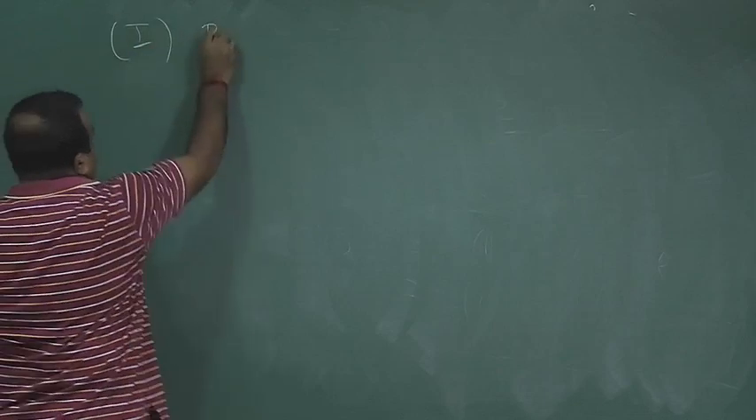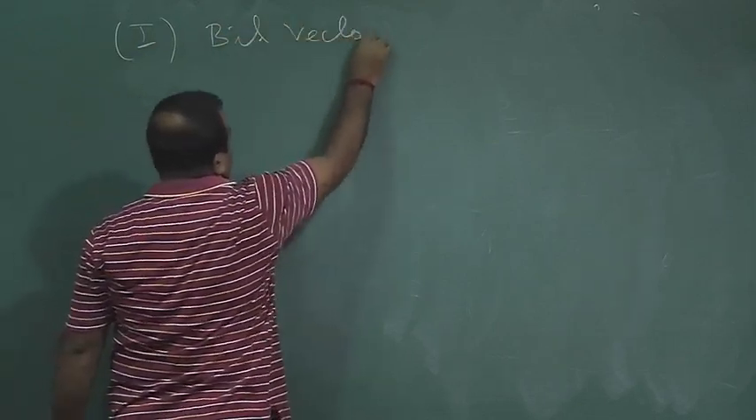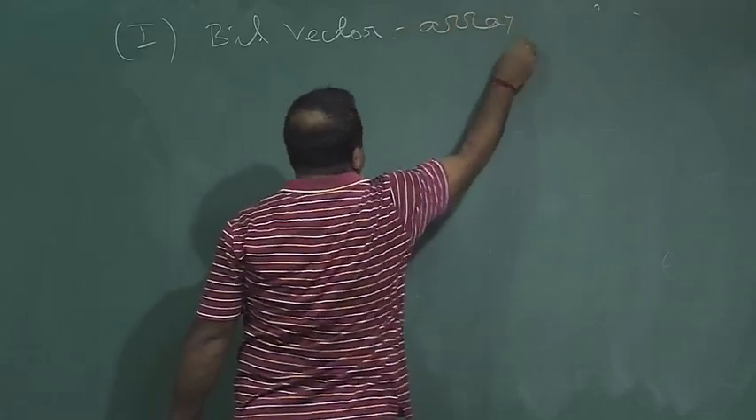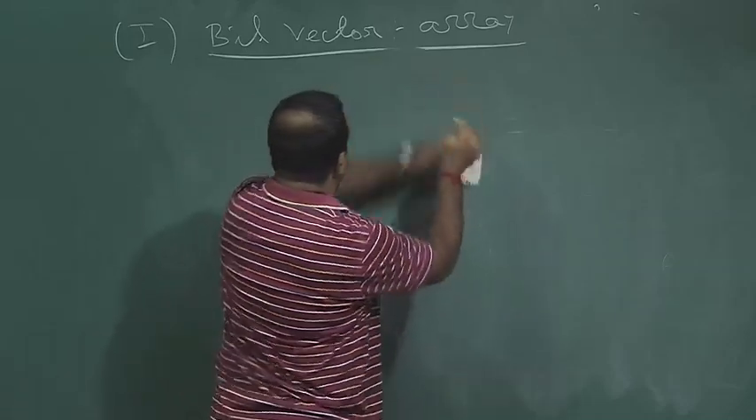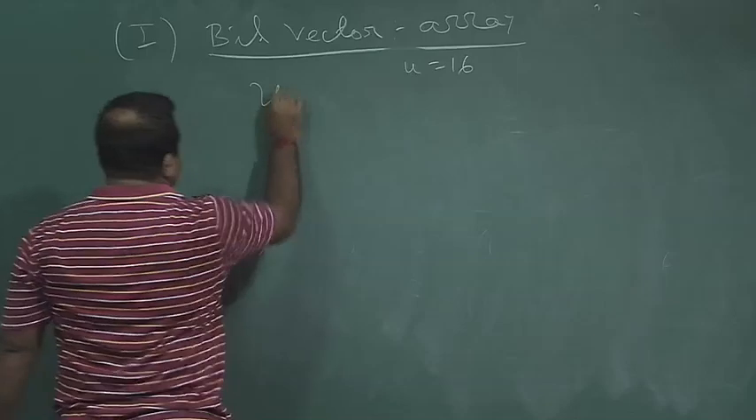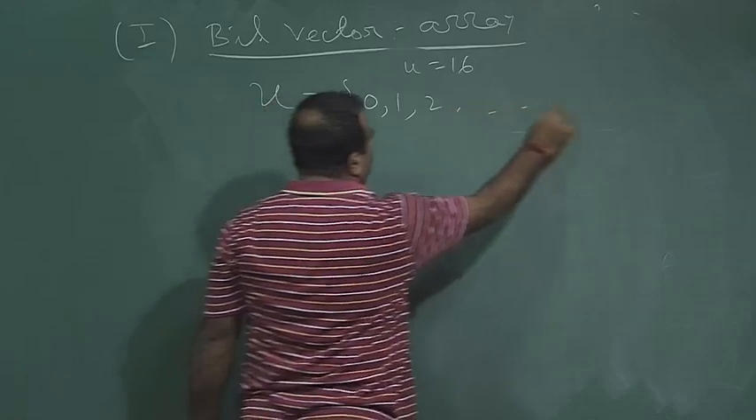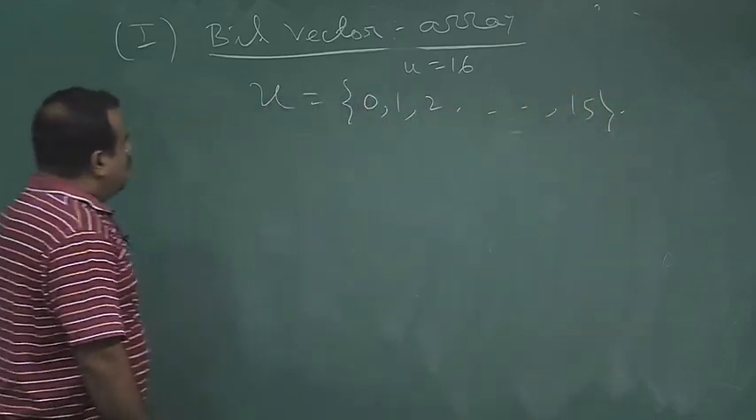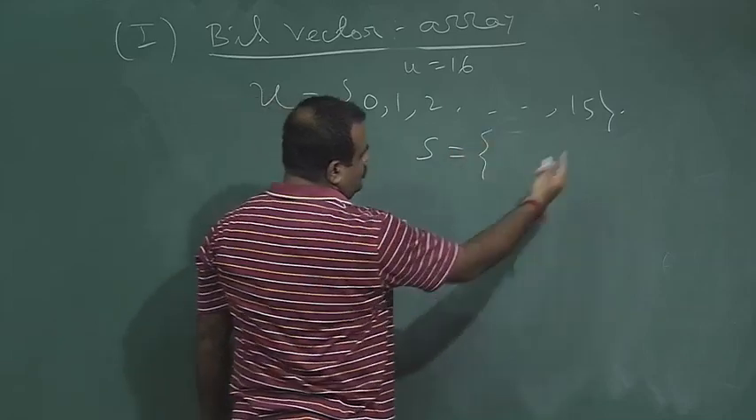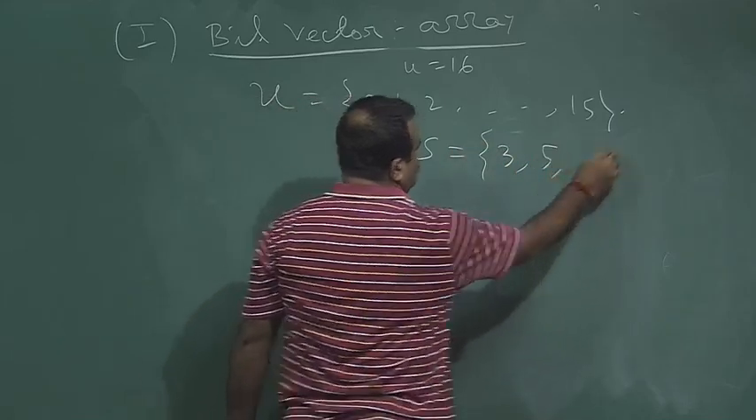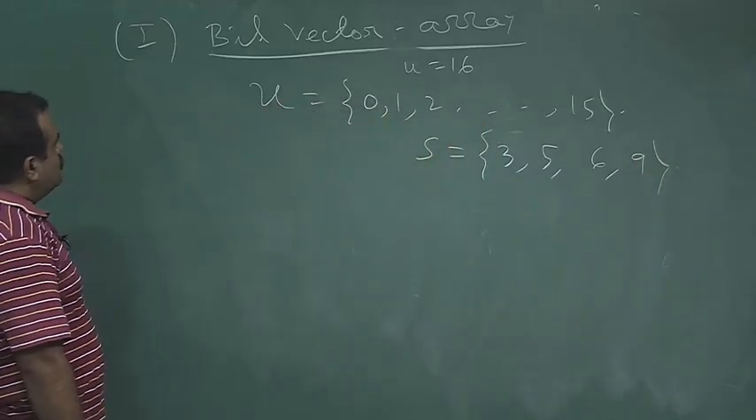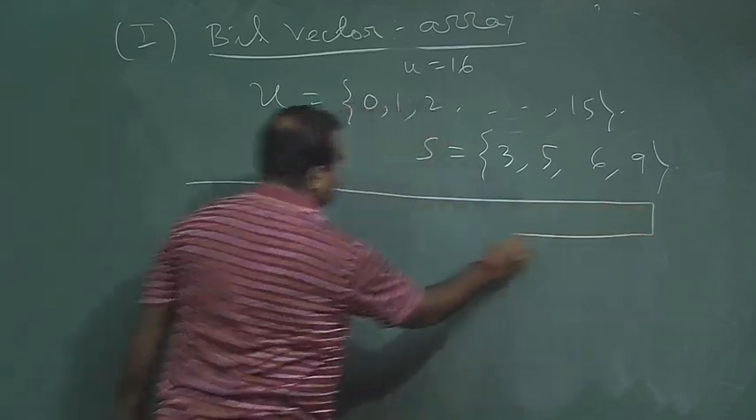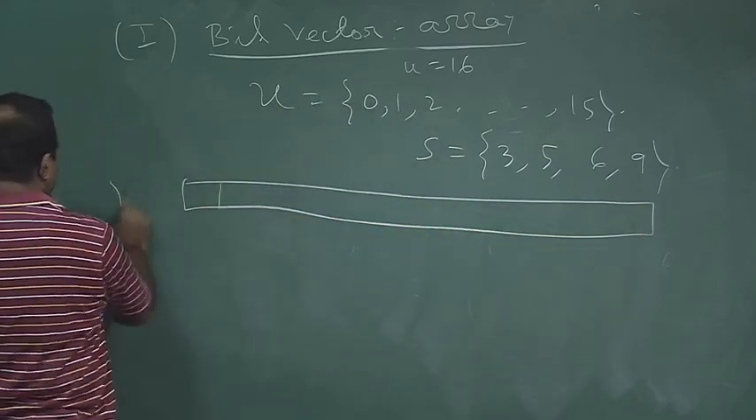So, you start with an array, this is the first step, array, or this is called a bit vector. This is simply an array. Suppose our small u is, say, 16, and our universe is 0, 1, to 15, and we have a set S like this, we have taken, say, 3, 5, 6, 9. Suppose at some point of time this is our set. So, what do we do? We just maintain an array of size u.